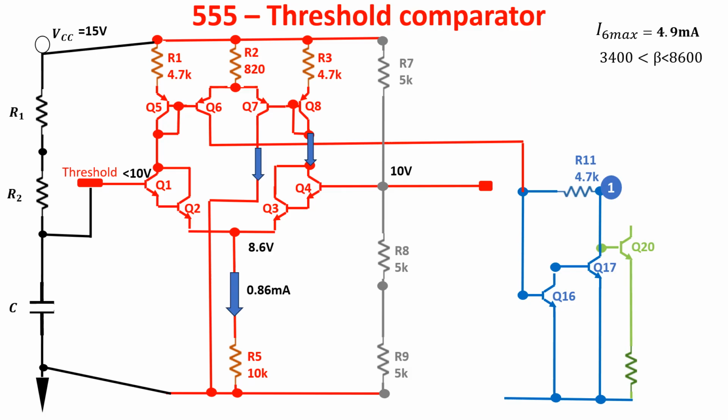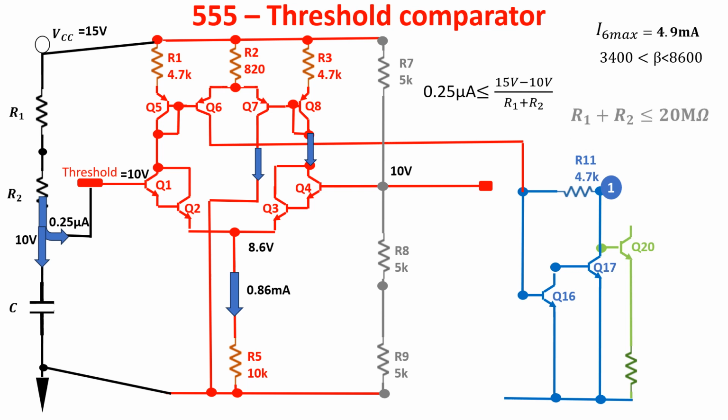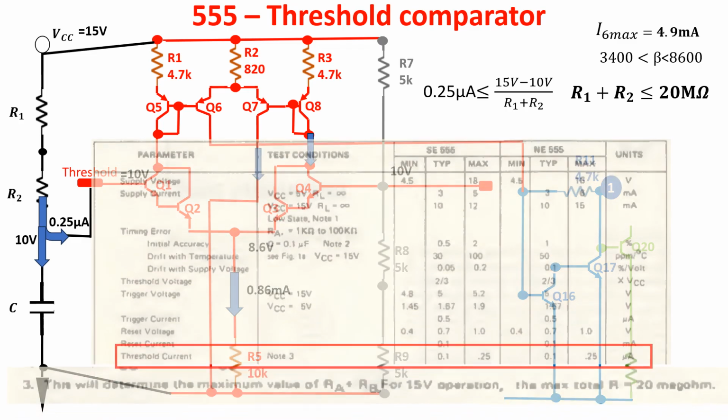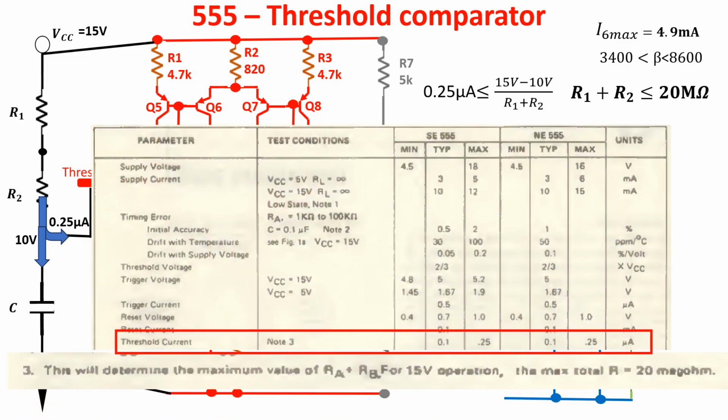Which is not surprising. Moreover, this means that in the short time in which the comparator is high, we need a maximum base current of 0.25 microamps. So we must be able to provide this current from the external network, and this means that the external resistors R1 plus R2 must be less than 20 megaohms. Here you see the datasheet showing the maximum base current and the 20 megaohms limit.